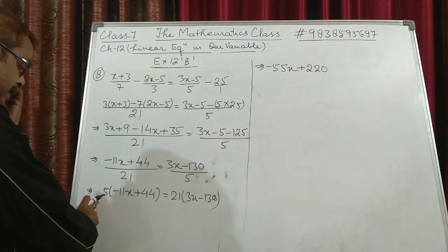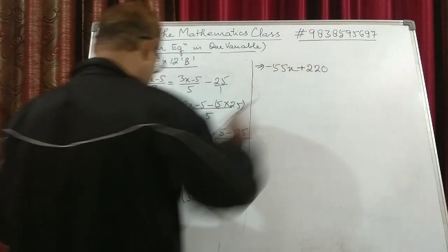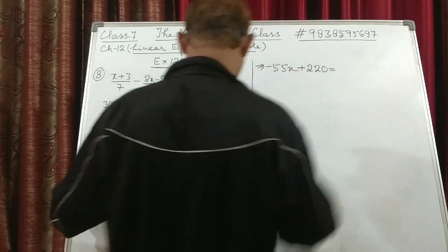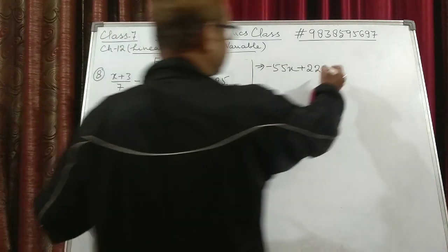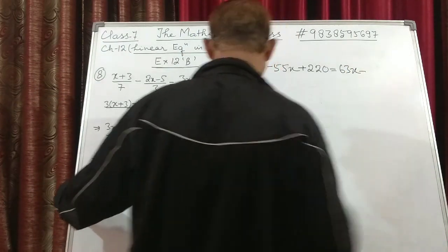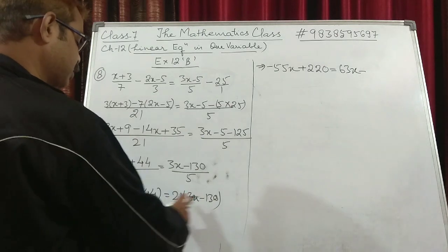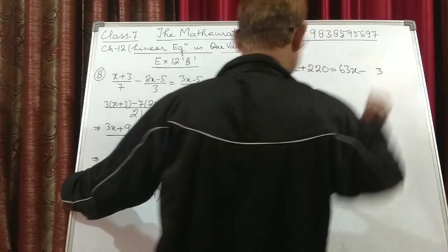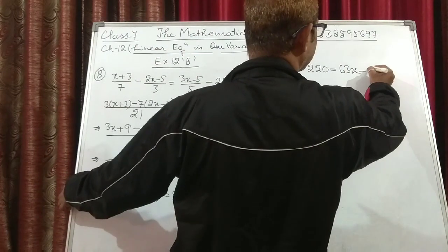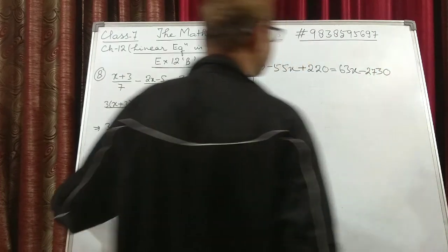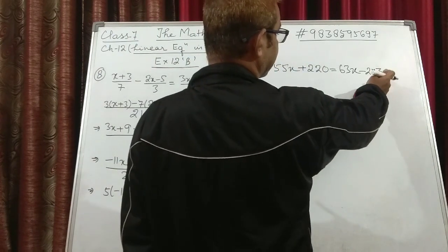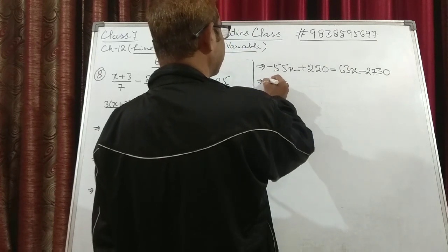44 into 5 will be 220, 5 4s are 20, 0, 2 carry, 5 4s are 20 and 2 22, so like this, is equal to 21 into 3 is 63, so it is 63x minus 130 into 21, so 13 ones are 13, 3 1 carry, 13 twos are 26 and 1 is 27, 2730. Now what we do, this negative 55x will go to that side, this negative 2730 will come to this side.